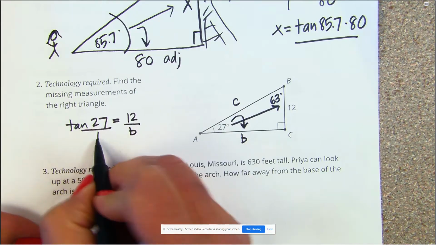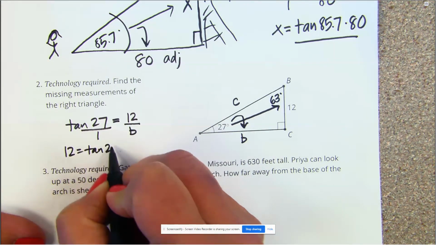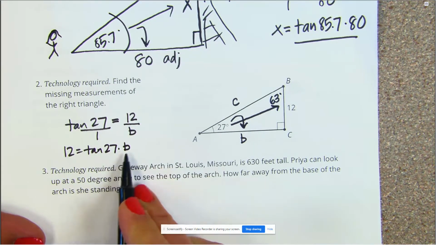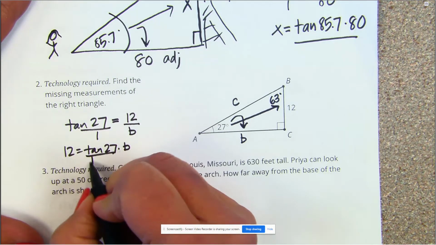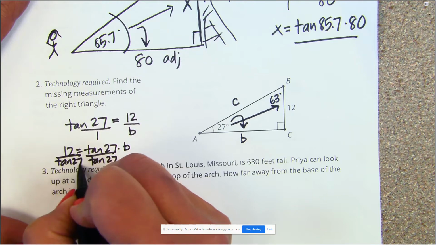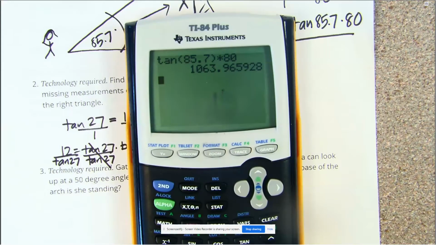Put a 1 under this. 12 equals the tangent of 27 times I don't know. This problem requires an extra step because the value you're looking for needs to get isolated. So now divide by tangent of 27. Okay, that's going to go away. So my missing side is whatever I get when I type this in: 12 divided by the tangent of 27.